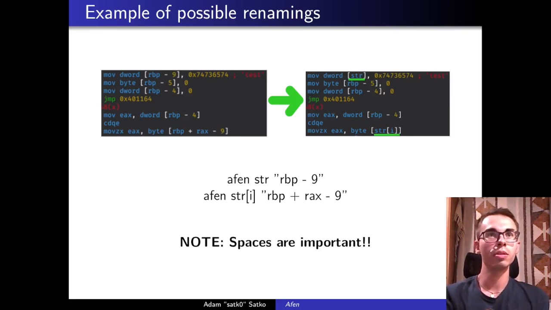involves more registers than the one, so it's hard for radare to really resolve it to a variable, because rbp -9 would be possible via a command, but not rbp plus rax -9. It's impossible. That's why I've made this whole plugin, just to have the possibility to rename such an expression.